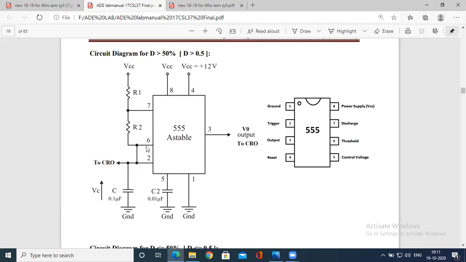And it is being stored in the capacitor. Discharging happens through only R2. Okay, discharging happens through only R2.